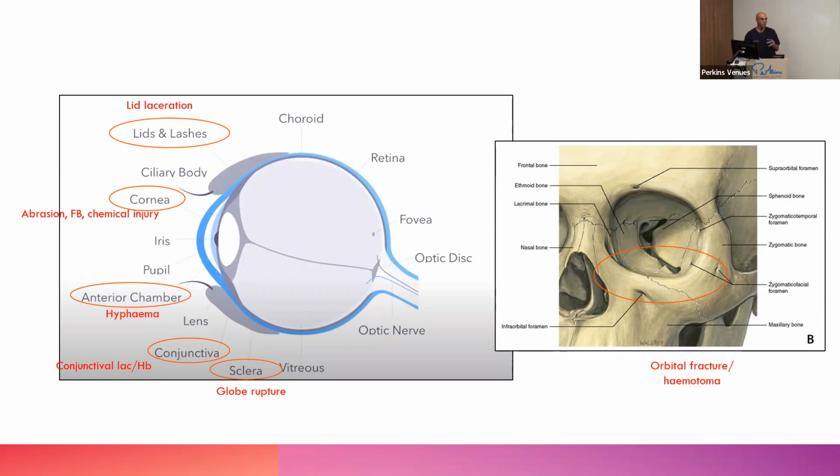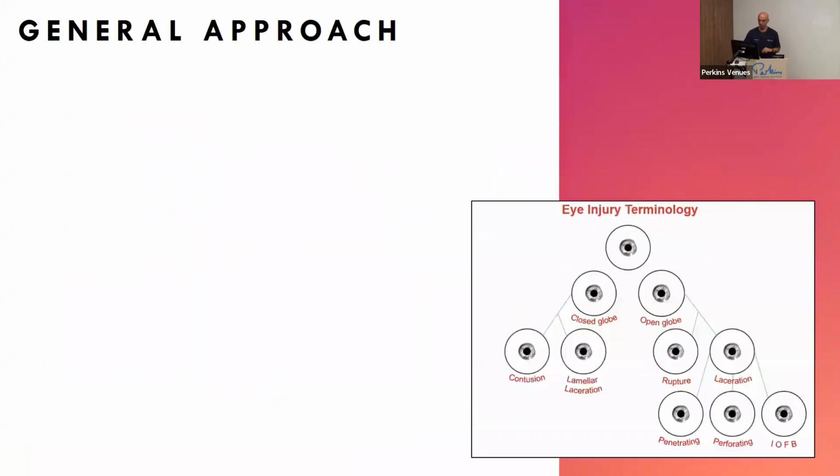So that's your anatomical approach, right? If you're stuck, always think front to back. Is it going to be lids? Is it going to be cornea, conjunctiva, sclera, and so on, and that'll get you out of trouble. I could go more in depth, but for your purposes, this is enough.